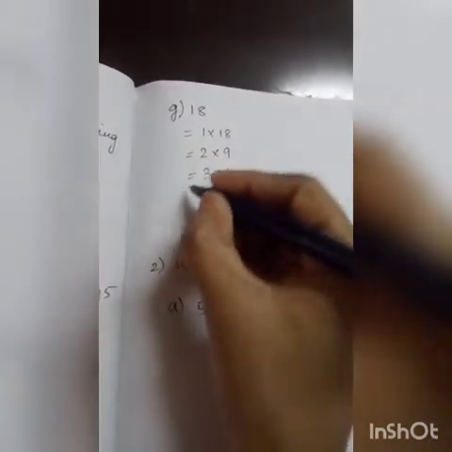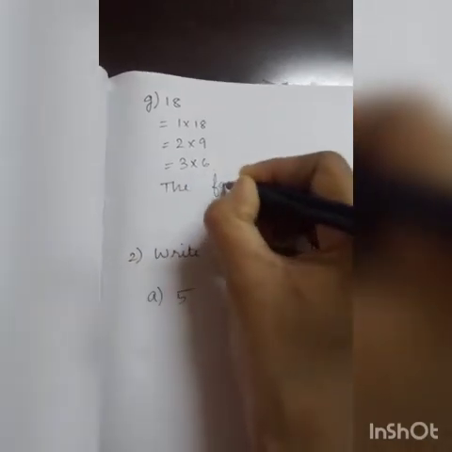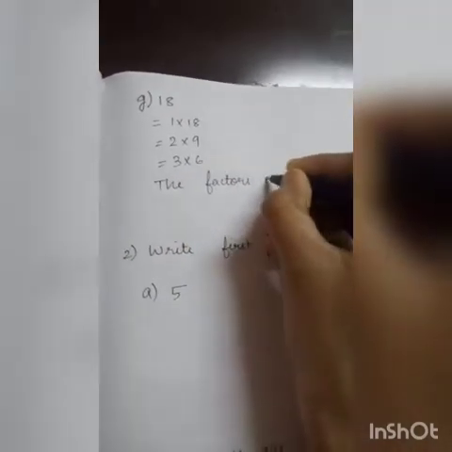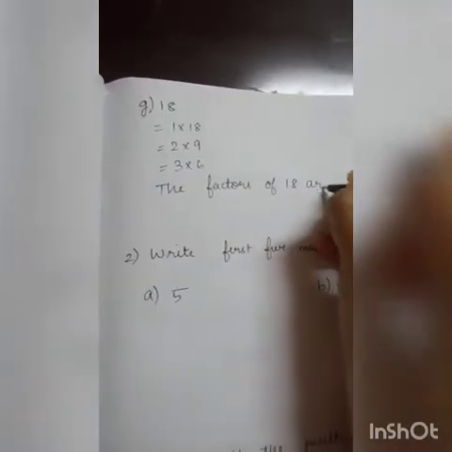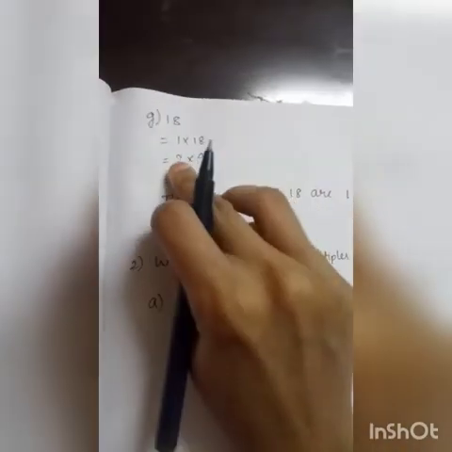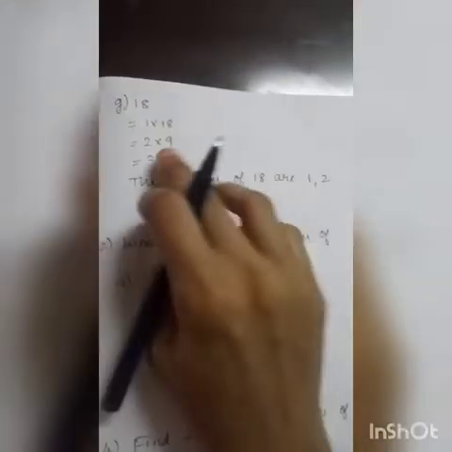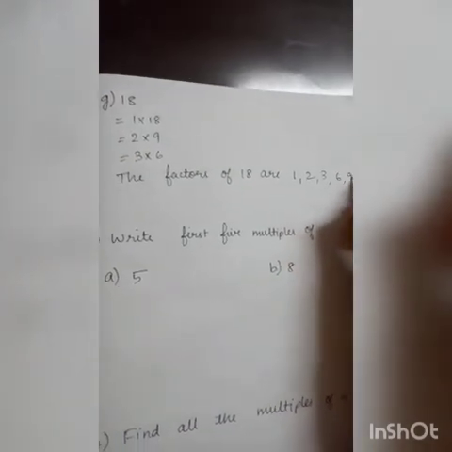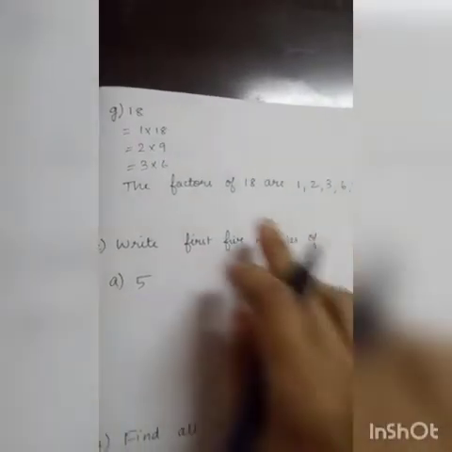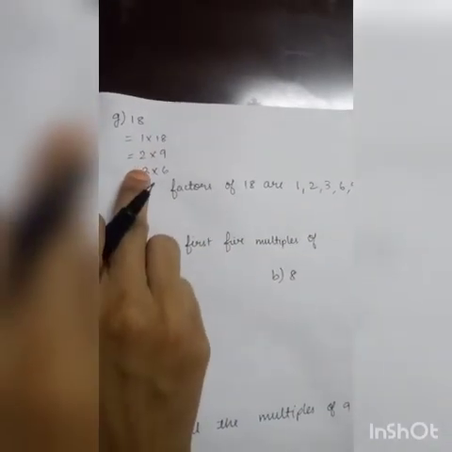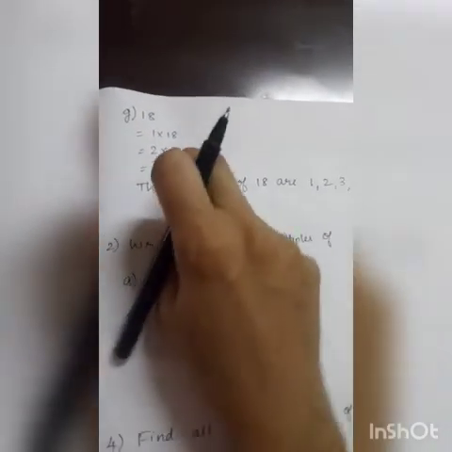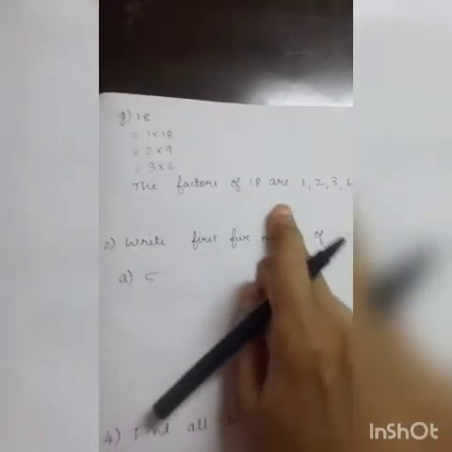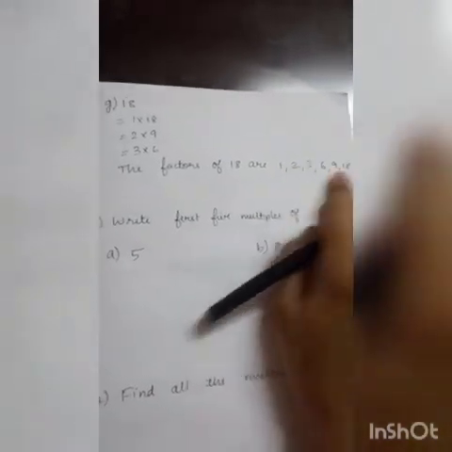Then 18th table. So the factors of 18 are 1, 2, 3, 6, 9, 18. So 1, 2, 3, 6, 9, 18. Understood? So this is what you should write. So this is the actual answer.